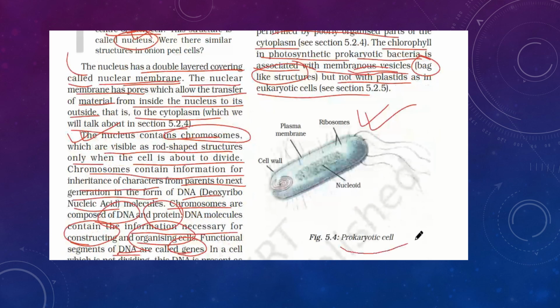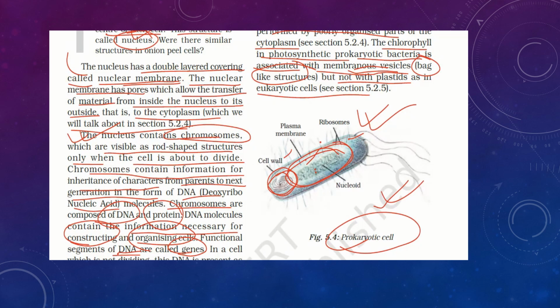Now, this is a prokaryotic cell. It has a cell wall. This is the plasma membrane. And this is the nucleoid region. There are some cell organelles inside the cell, but we can't make out what they are because they are not fully developed. This is the nucleoid. It does not have a nuclear membrane. These are the ribosomes. And this is the plasma membrane. So this is a prokaryotic cell.